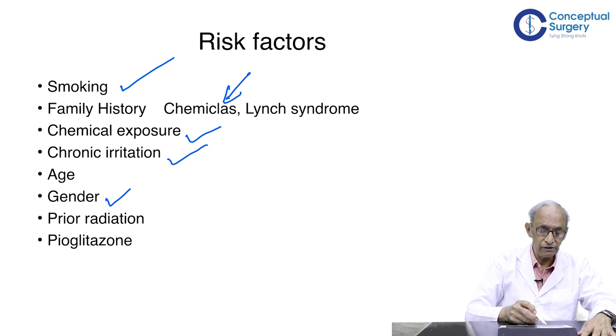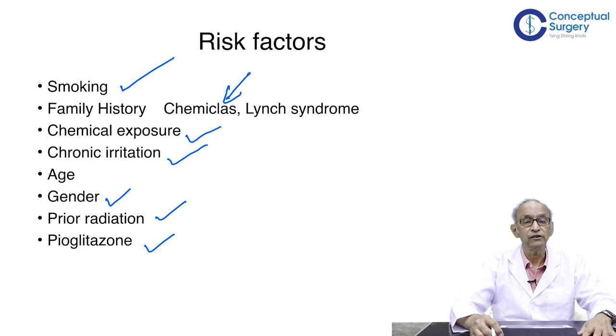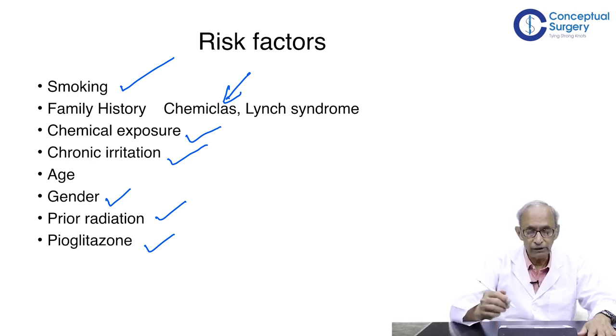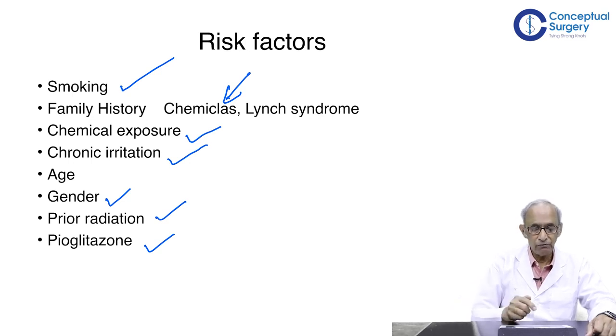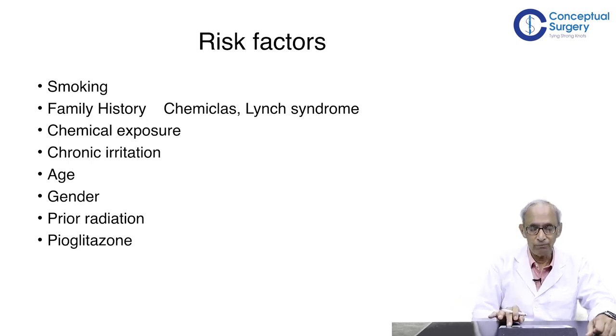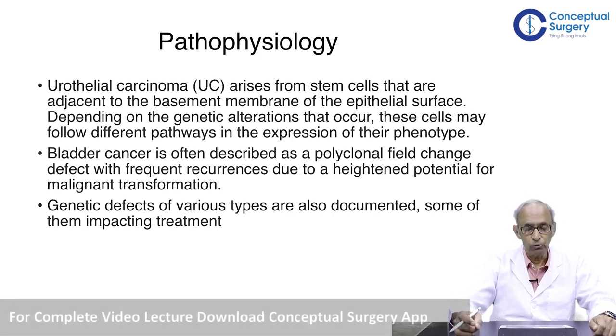So prior radiation is important, and anti-diabetic drugs, particularly pioglitazone, have been known as a risk factor for carcinoma of the bladder. So these are the various risk factors, and when a patient comes to you with hematuria, it's a good idea to find out what went into producing that, particularly if carcinoma bladder shows up in further investigations, because there may be some correctable factors in these. For example, pioglitazone withdrawal, or control of smoking.